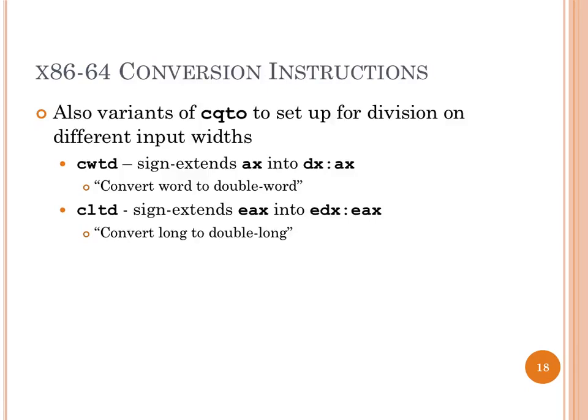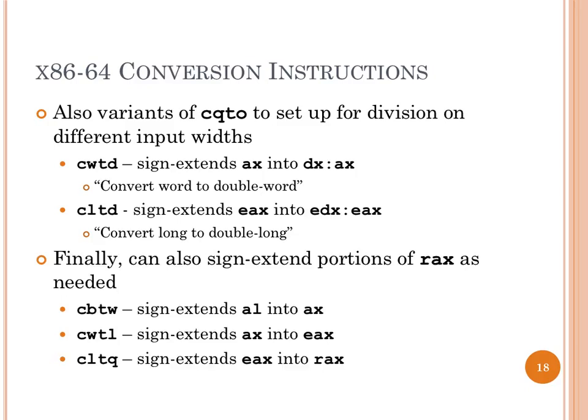Okay, let's see. Convert word to double word. This is, again, if you happen to be stuck in like the late 80s or something, then you can do convert word to double word, and that'll sign extend AX into DX:AX, or CLTD. That one might actually be useful if you're working with ints. Okay, sign extend EAX into EDX:EAX. Okay, and then you can also just work with parts of RAX if you need to. There's a number of instructions for sign extending throughout RAX if you need to.